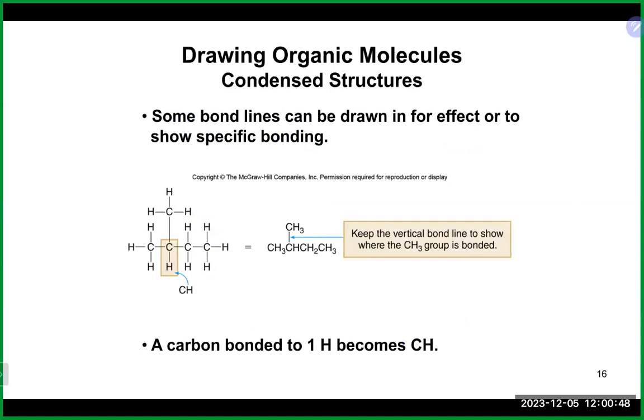Some lines can be drawn to show how groups are attached. As you can see, you have that group above, and that is because sometimes if you throw it in here, it's not very clear where it's attached. In addition, sometimes people get confused when they look at this in condensed formula, say something like this.